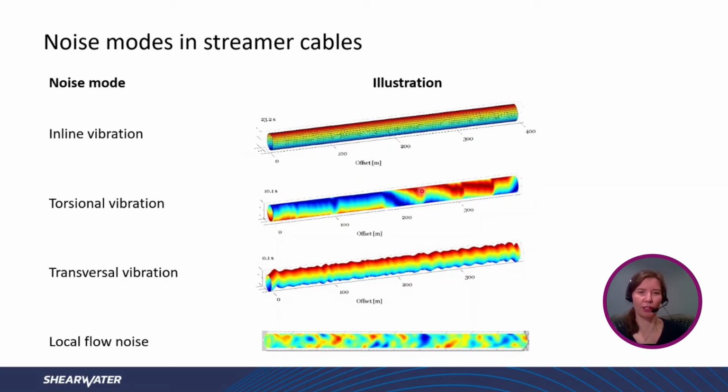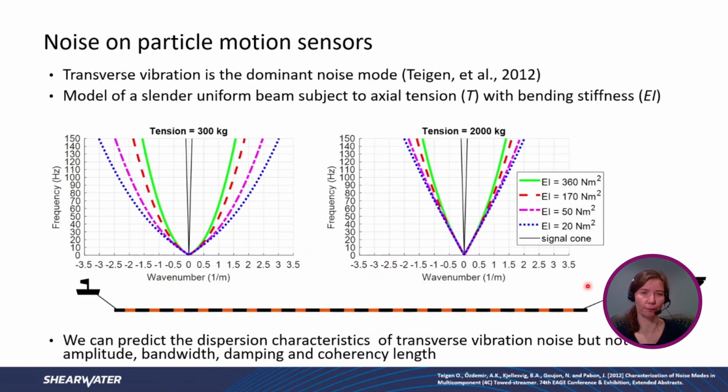Next, we have the transverse vibration noise, which ripples through the streamer and is by far the most dominant noise mode on the particle motion sensors. And finally, here at the bottom, we have the local flow noise that is mainly sensed by the hydrophones, but the local flow is, of course, the root cause of all the noise modes that are shown above. Let's focus on the transverse vibration noise, as this is the most dominant noise mode.